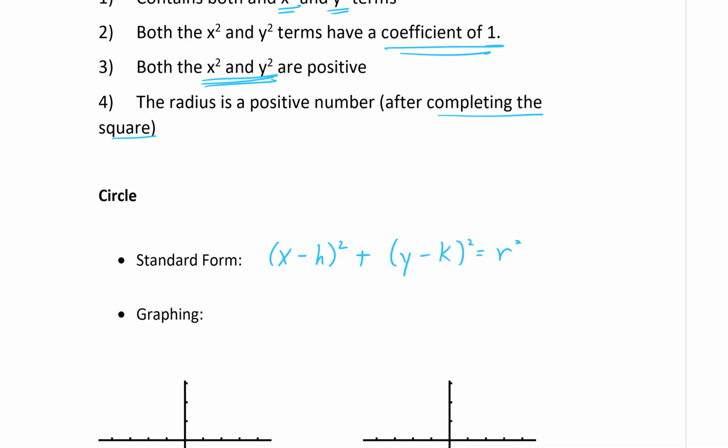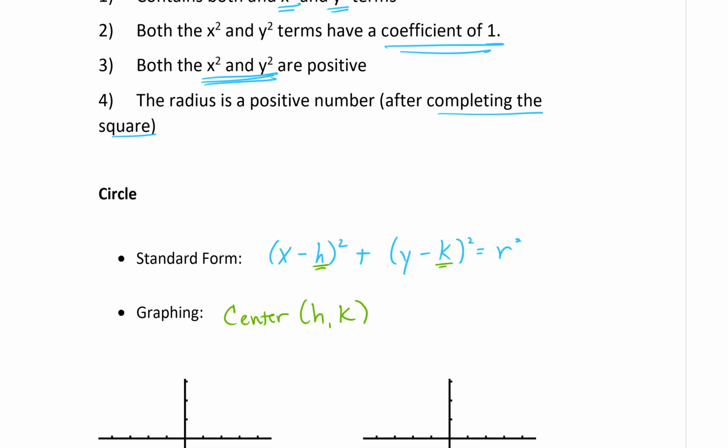Now, what is so important about this? Well, h and k is your center. H is the x value for the center, and k is the y value of the center. And when we work with it, we also have our radius. And our radius is just the square root of r squared. And it's the positive value of it. And that will always be your radius value.